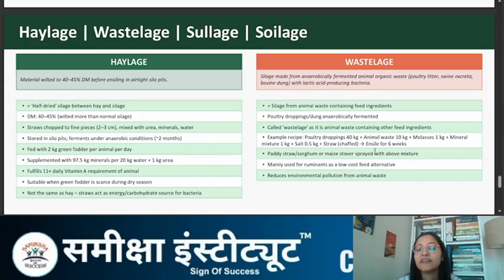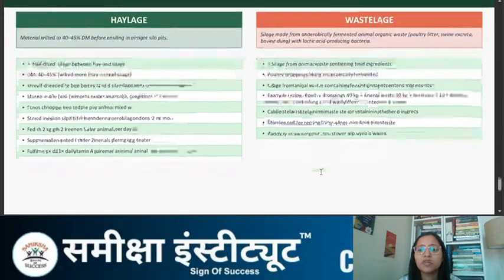Then wastelage: whenever the silage is made from waste material, nitrogenous waste material, it is called wastelage. Silage made from anaerobically fermented organic waste, animal organic waste, poultry litter, swine excreta, bovine dung, etc. So it is silage from animal waste, feed ingredients, poultry droppings, etc. It is called wastelage because animal waste also contains other feed ingredients. Basically animal waste will have higher amounts of nitrogen. So these are low cost feed alternatives, and this will also reduce environmental pollution.